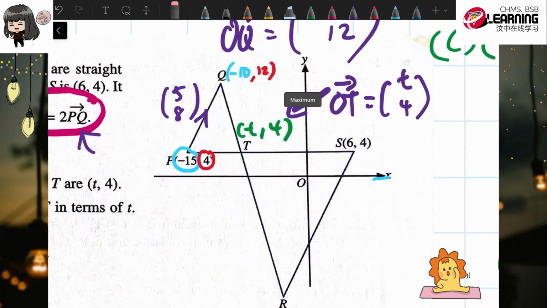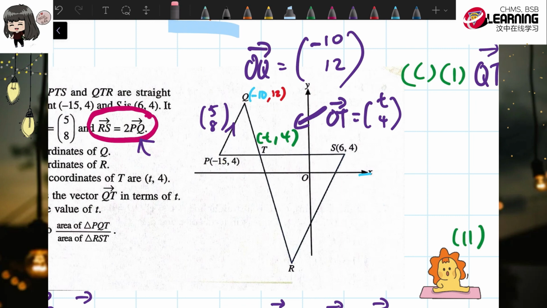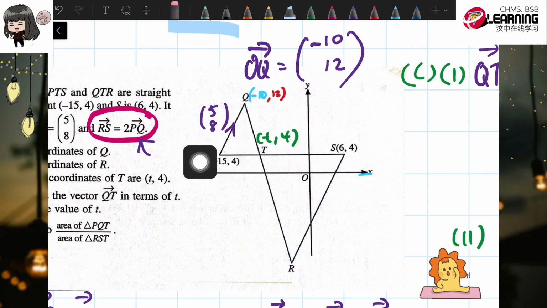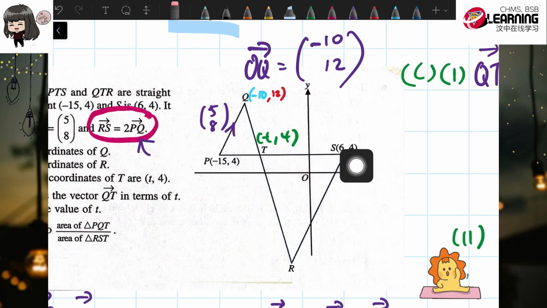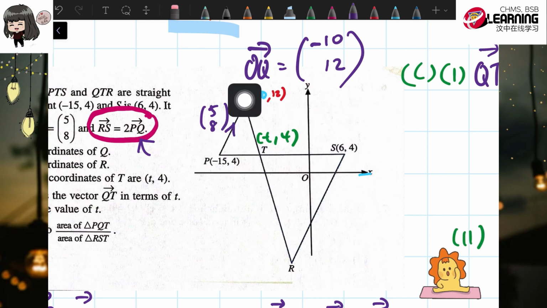Now I zoom in here. So this is my coordinate of t, which is T4. As you can see, t is on this line of PS, because it says the PTS is on the straight line. What we have is, we know that this and this, they are parallel, and it's 2 times.